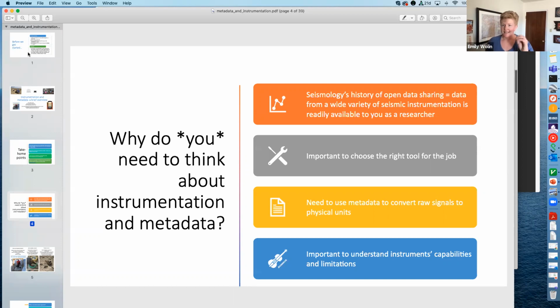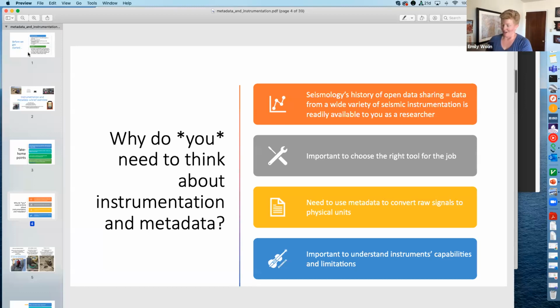So that means that you can get data very easily from a very wide variety of stations and a very wide variety of instruments. But depending on what you're trying to do with that data, for monitoring or research, it's important to make sure you're choosing the right tool for the job. So the right kinds of equipment, the right kinds of stations that are producing the data that you need.